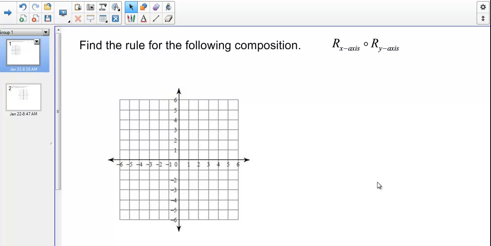So just to take that over to the coordinate axes, we can see, what if I wanted to reflect a point across the x-axis and then across the y-axis?